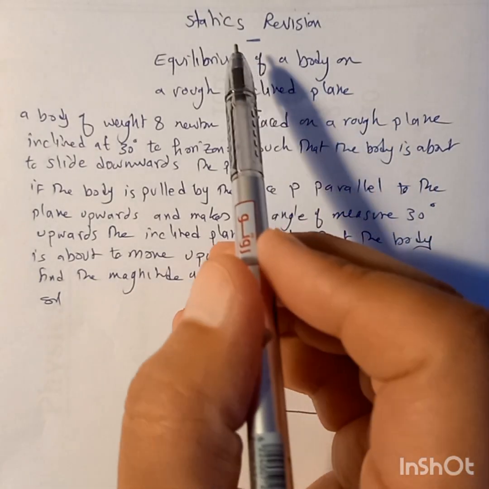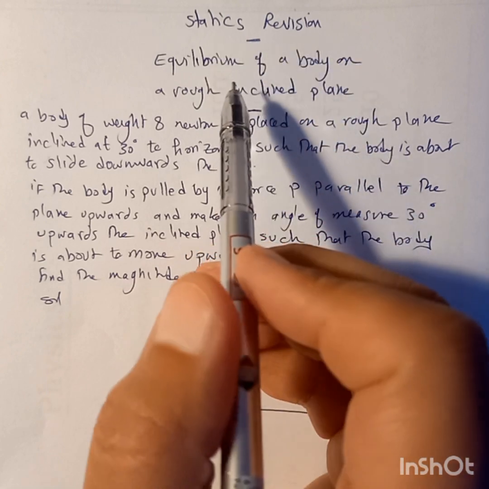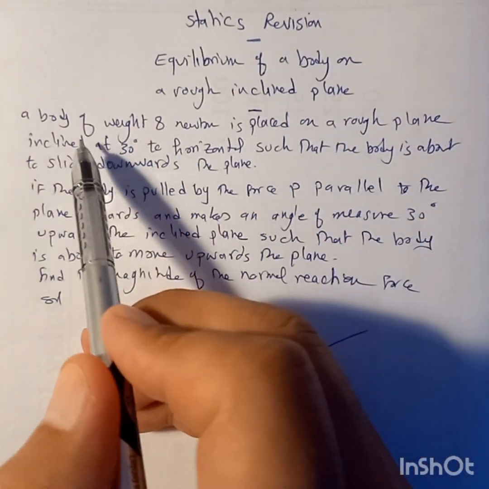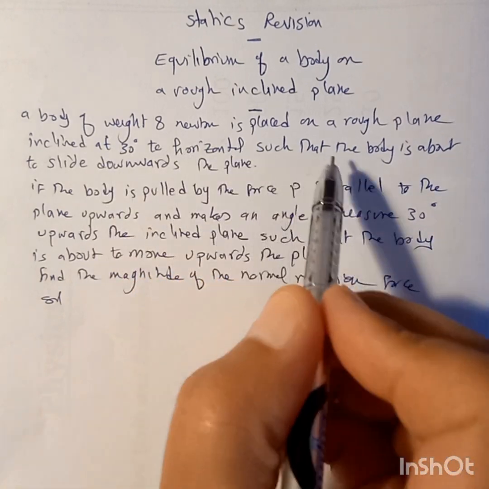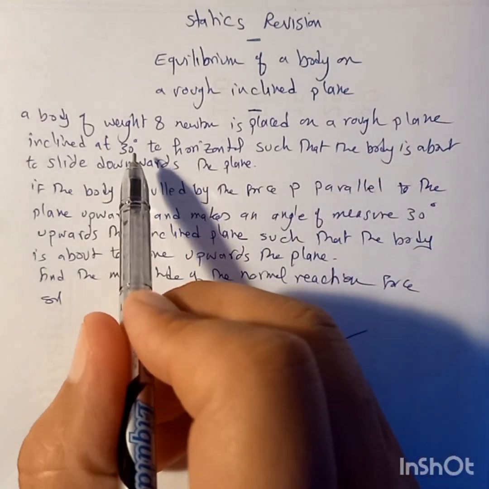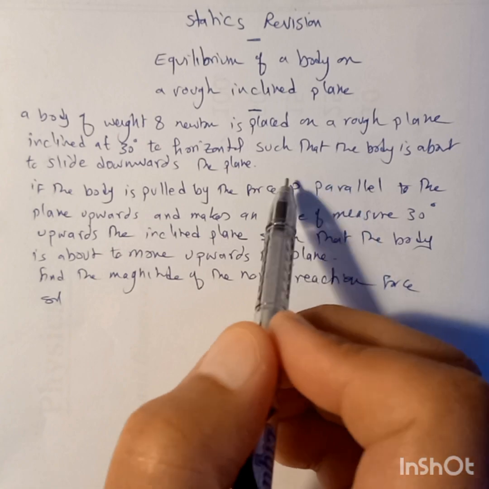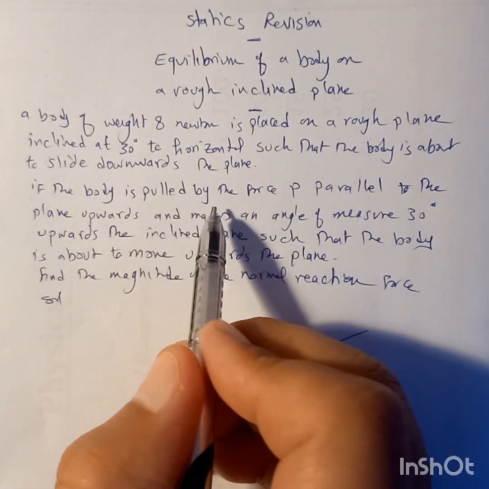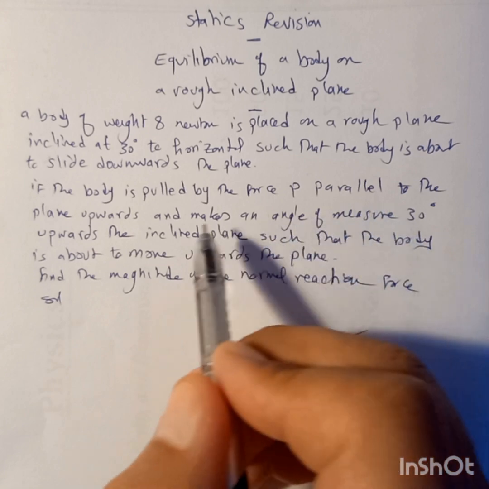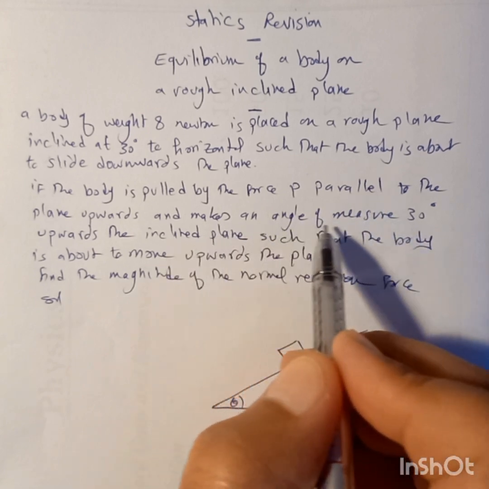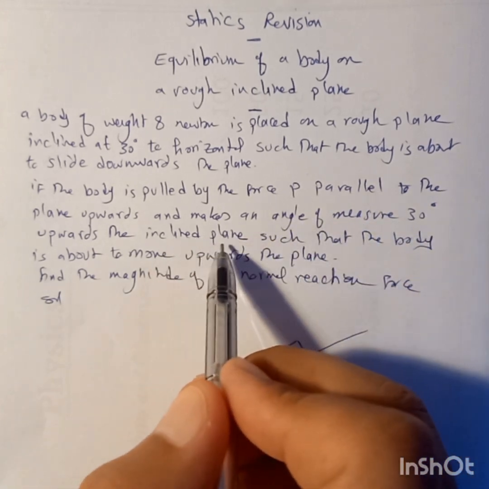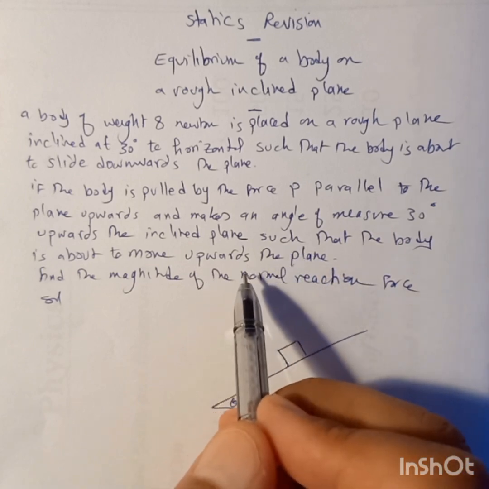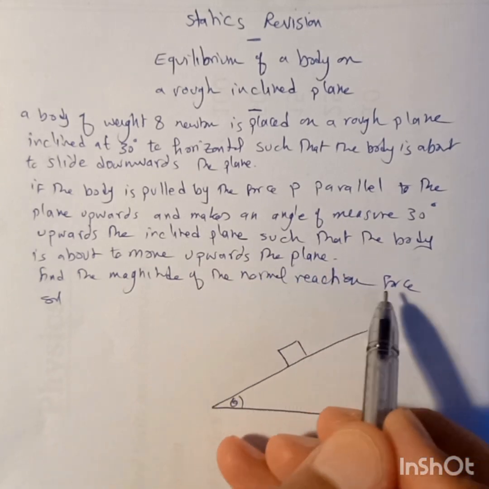Now we're going to continue our statics revision, equilibrium of a body on a rough inclined plane. You have an example. A body of weight 8 Newton is placed on a rough plane inclined at 30 degrees to horizontal such that the body is about to slide downwards the plane. If the body is pulled by a force P parallel to the plane upwards and makes an angle of measure 30 above the plane, such that the body is about to move above this plane. Find the magnitude of the normal reaction force.